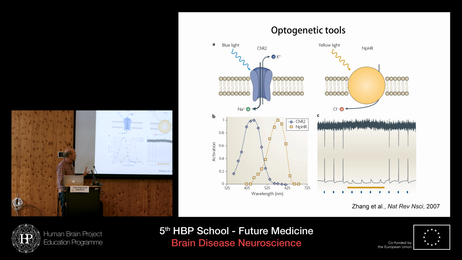So the important thing is that it can be used in real time to modify the activity of cells. Here's a recording from the first description of halo-rhodopsin. You can see channelrhodopsin is reliably causing activation of action potentials. Hold on just a second. And then halo-rhodopsin is suppressing that activity.